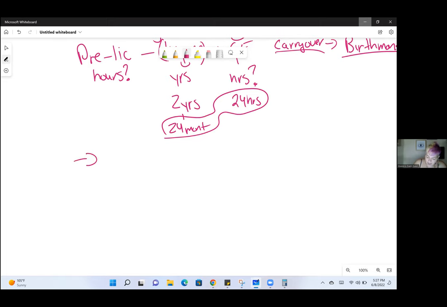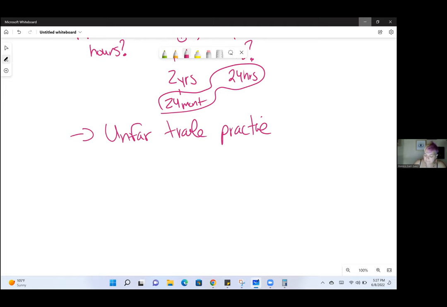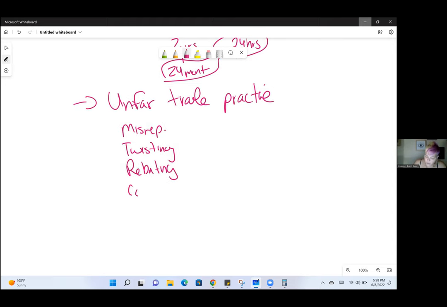Then you want to focus in on the unfair trade practices. Unfair trade practice is going to be misrepresentation, lying to the customer, twisting, a false comparison of two policies, rebating, bribing the customer to buy a policy, and coercion. I know I'm talking fast. This will be recorded. Where rebating is like bribing the customer, coercion is like holding a gun to their head.